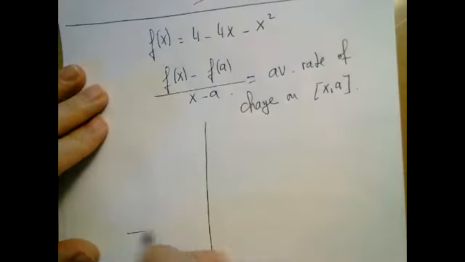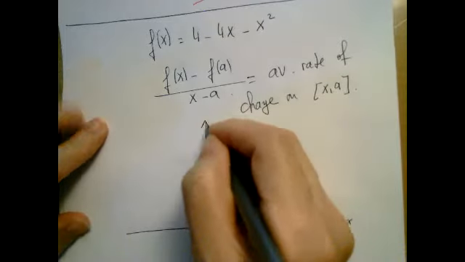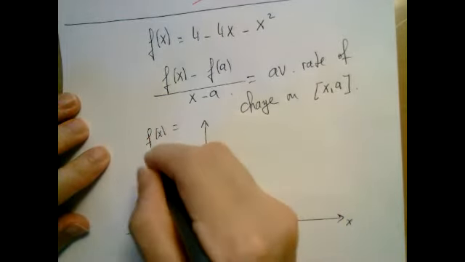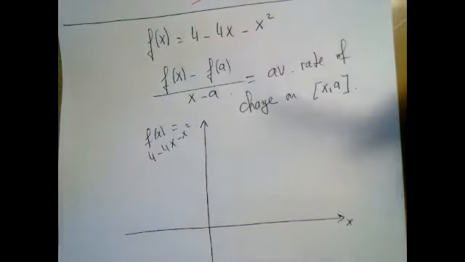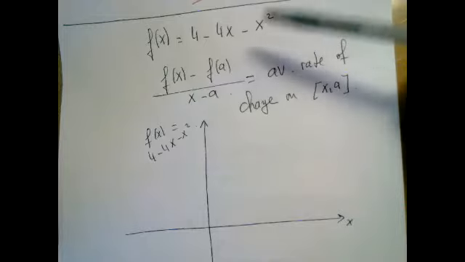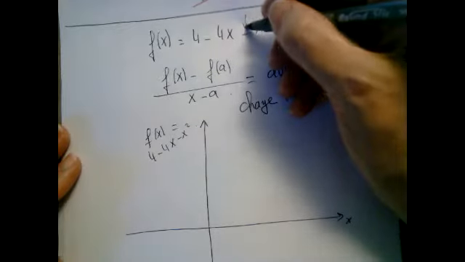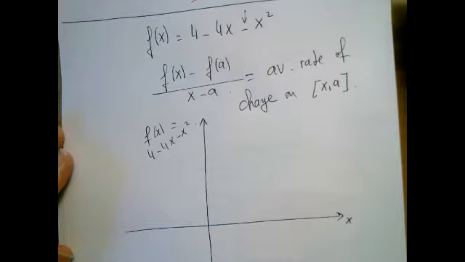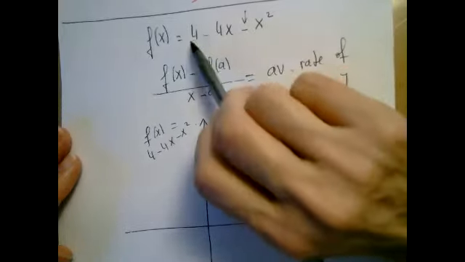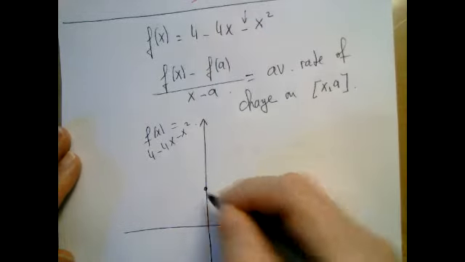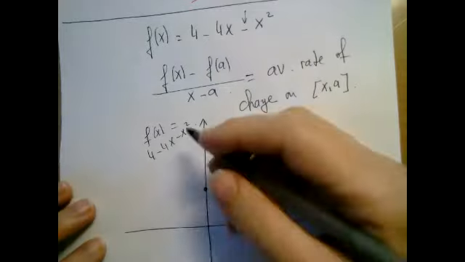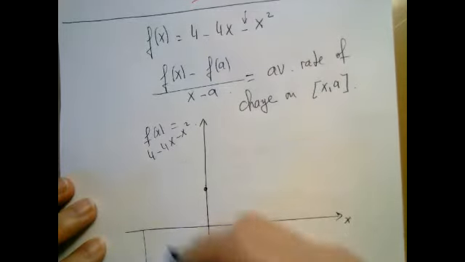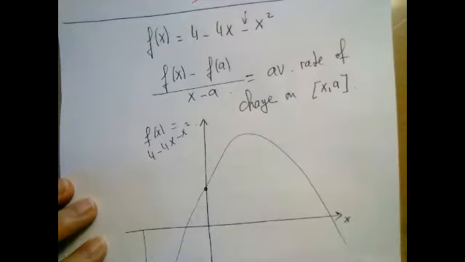If I sketch the graph of this function, 4 minus 4x minus x squared, I will not graph it exactly, but intuitively, we know that this is a parabola going down because of the minus in here. And the intercept, if x is 0, is equal to 4. It's going to look something like that.